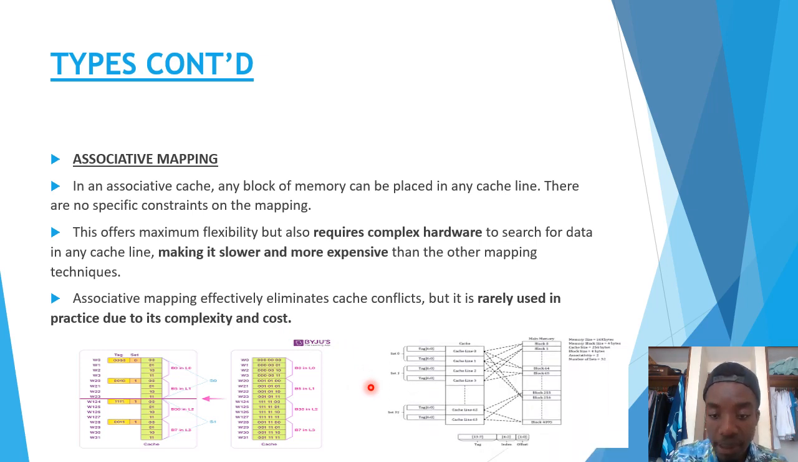Let me show you something about it. Just like you see, any block can be mapped to any cache line. This one can map to this, and this one can be mapped to this, depending on where space lies. So it doesn't need you to know that it should be mapped onto this block or that.